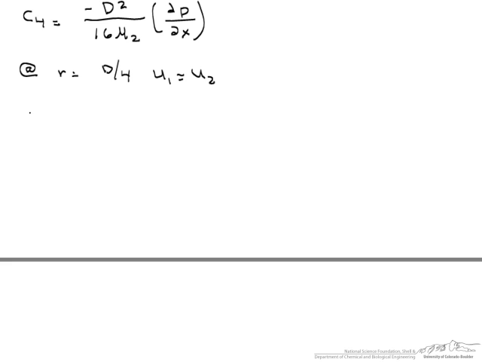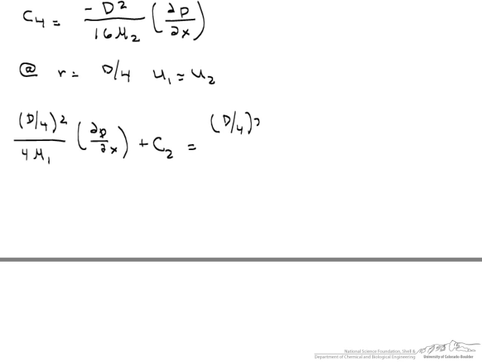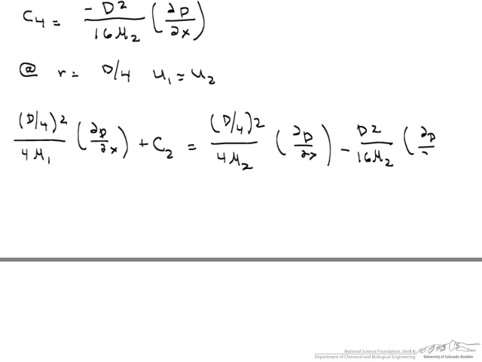So this is at r equals d over 4. So that's d over 4 squared over 4 mu 1 dp dx plus c2, so that's the only constant we haven't solved for, equals d over 4 squared over 4 mu 2 dp dx, now our constant, minus d squared over 16 mu 2 dp dx. So that lets us solve for c2, which is d squared over 64 dp dx.